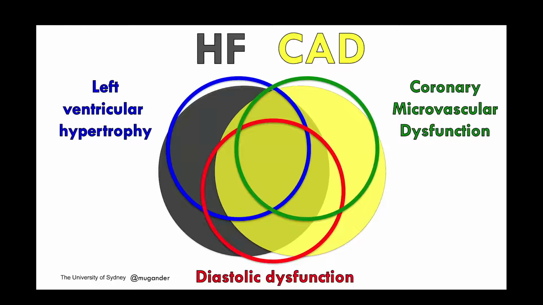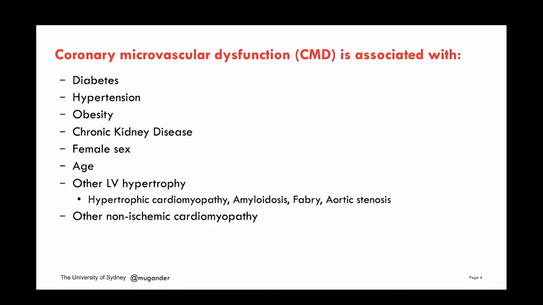And I think it's worthy to take a moment and reflect that we don't know it's there if we don't measure it. It's sort of like the unknown unknowns, if you will. But is it important? Well, it is associated with diabetes, hypertension, obesity, chronic kidney disease, the classic comorbidities, but also female sex and age, but also other LV hypertrophies, both hypertrophic cardiomyopathy, amyloid, Fabry, aortic stenosis. They all have components of coronary microvascular dysfunction, as well as a whole slew of other non-ischemic cardiomyopathies.